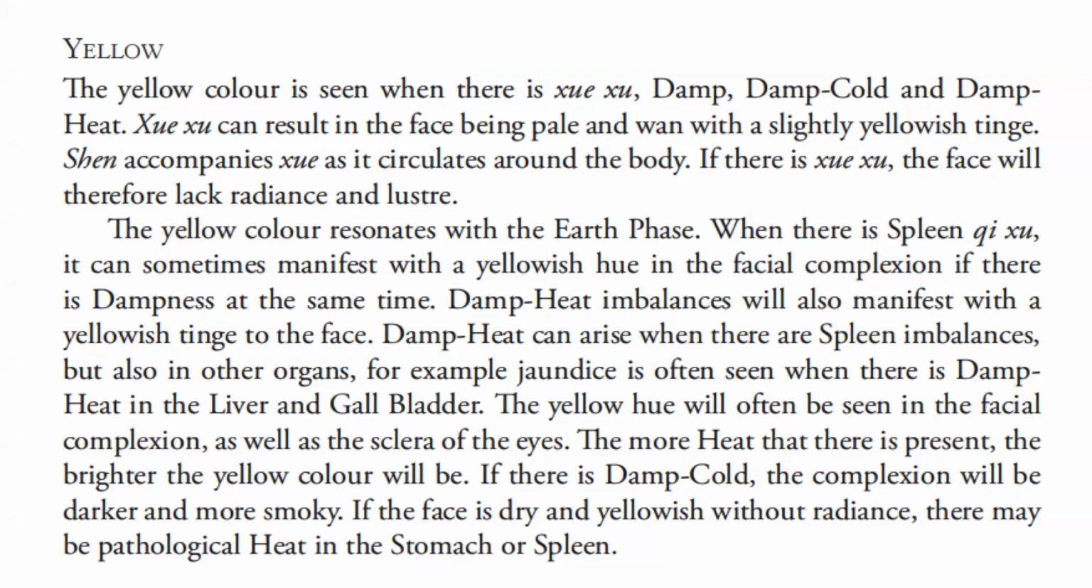Blood deficiency can result in the face being pale and wan with a slight yellowish tinge. Shen accompanies blood as it circulates around the body. If there is blood deficiency, the face will therefore lack radiance and luster. The yellow color resonates with the earth phase.